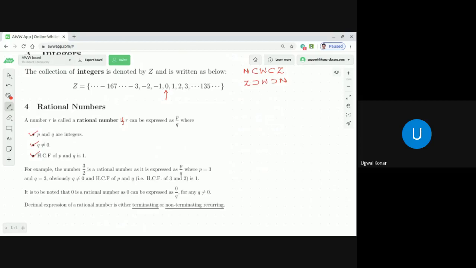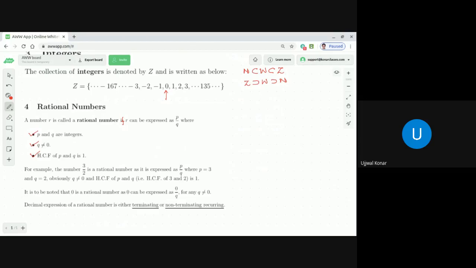For example, if you take the number 3 by 2, 3 by 2 is a rational number and it is expressed as P by Q, where P is equal to 3 and Q is equal to 2. Obviously, Q is not equal to 0, which is 2, and the HCF of P and Q is equal to 1. So that is why we can say that 3 by 2 qualifies to be a rational number.